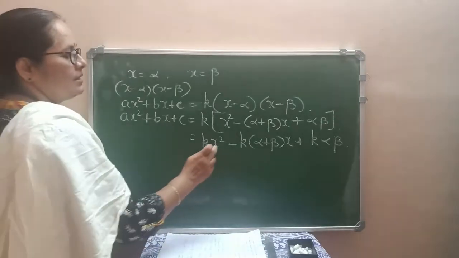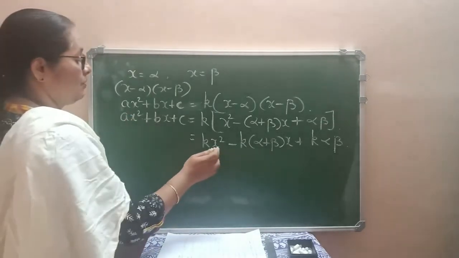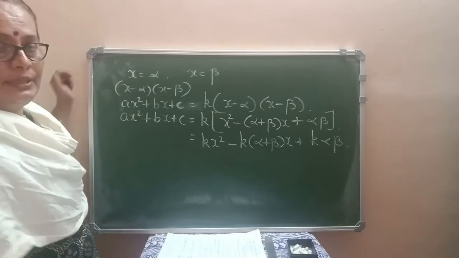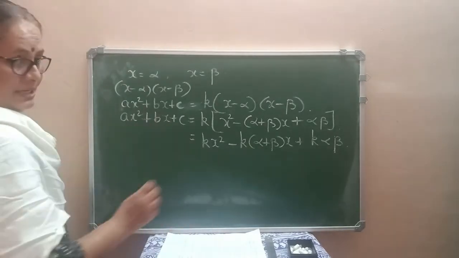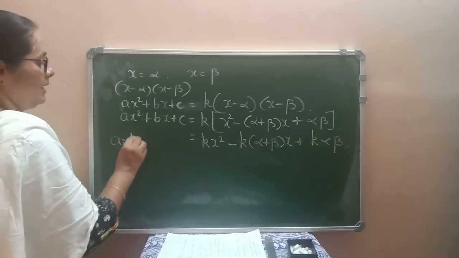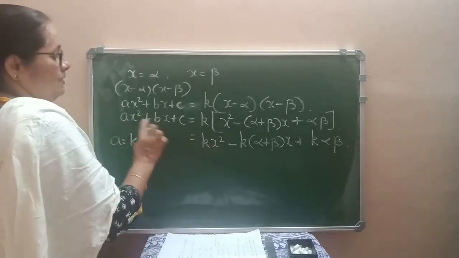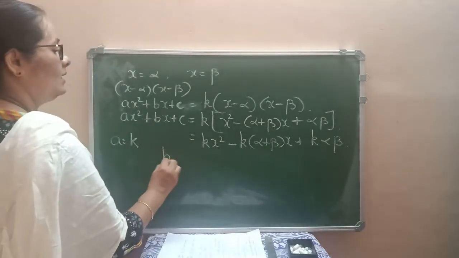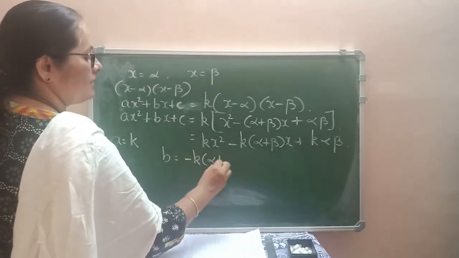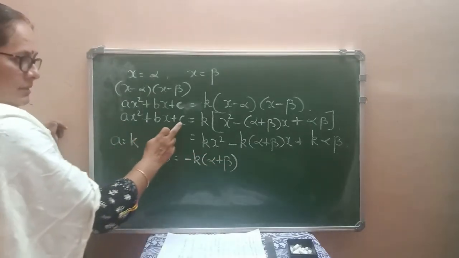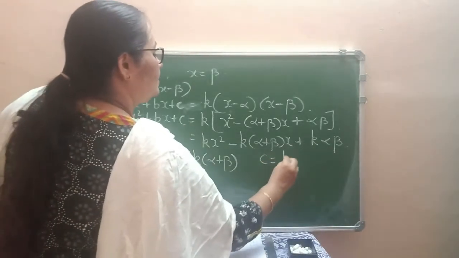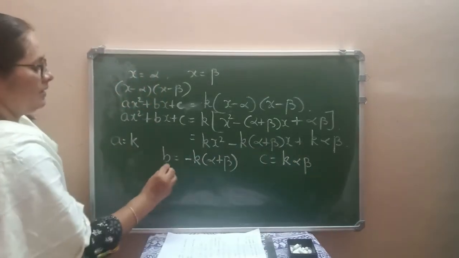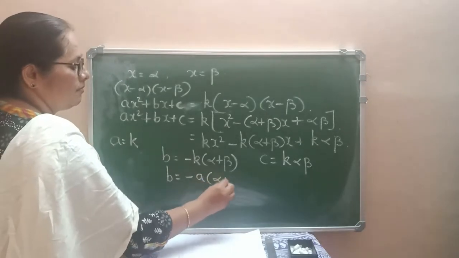Now on comparing the coefficients of x square, x and the constant term, we get a equals to k. So these two are the coefficients of x square. Then coefficients of x, that is b equals to minus k into alpha plus beta. Next is the constant terms, c equals to k into alpha beta. Okay. Now a equals to k, then b equals to minus a into alpha plus beta.